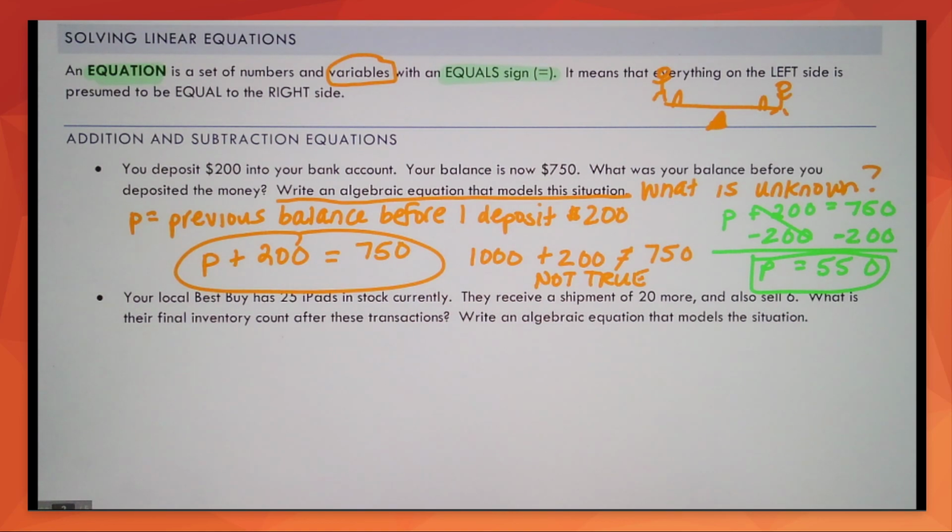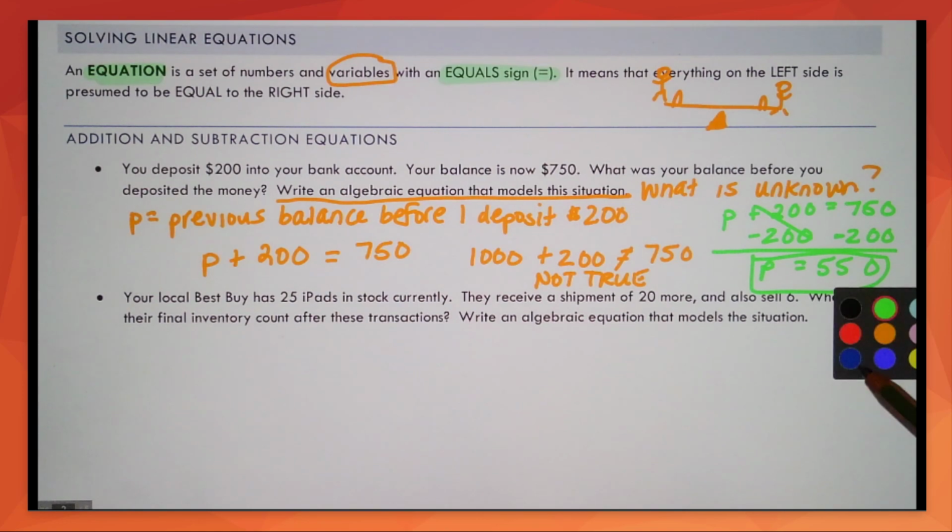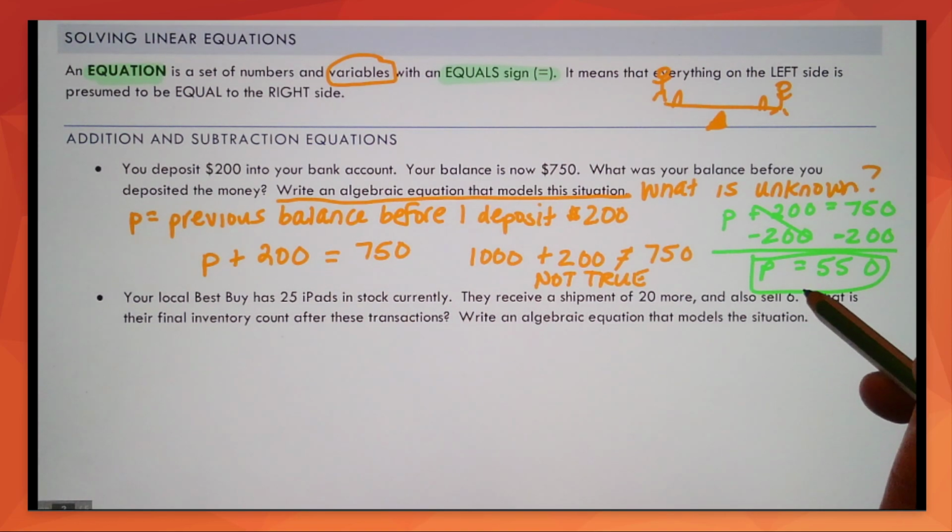Your local Best Buy has 25 iPads in stock currently. You can't see that anymore because I drew this big circle. Let's get rid of that. And let's go blue. Why not? Your Best Buy has 25 iPads in stock. They receive a shipment of 20 more iPads. But they also sell, this says 6, but you can't see it because I drew over it, sorry. They sell 6. What is the final inventory after these transactions?